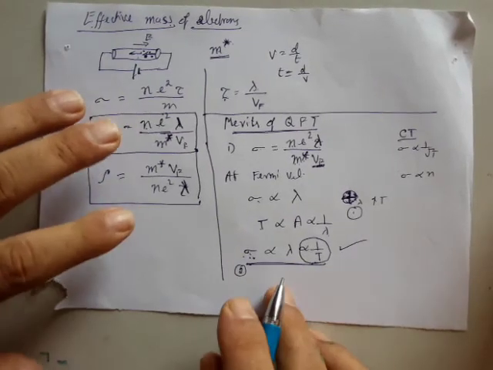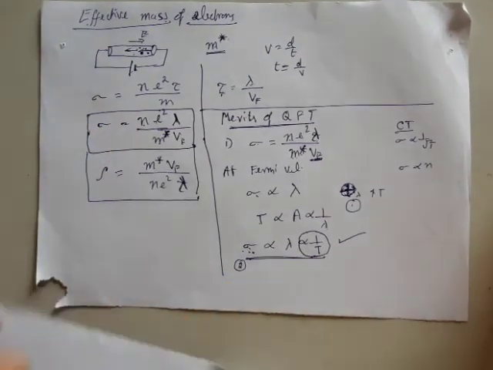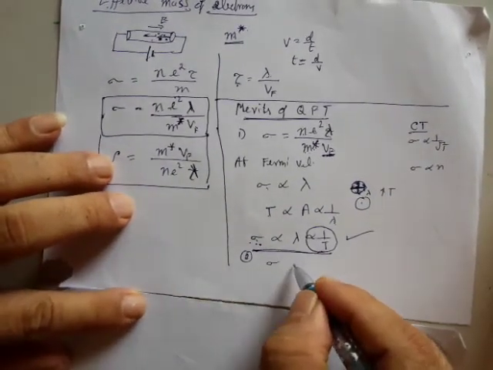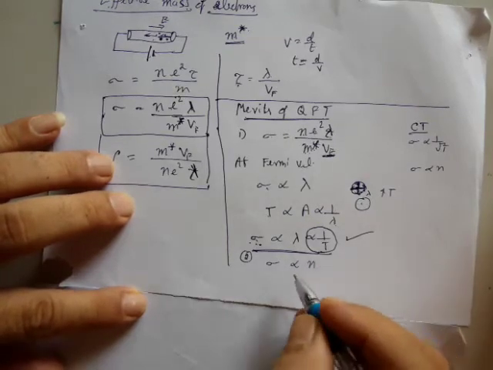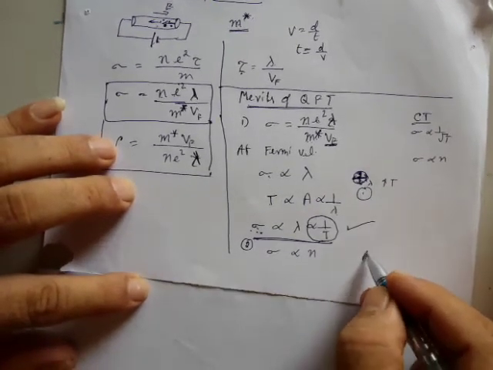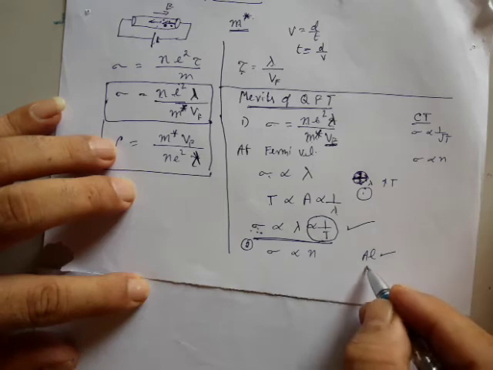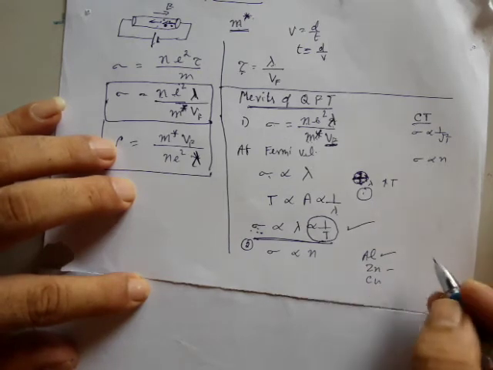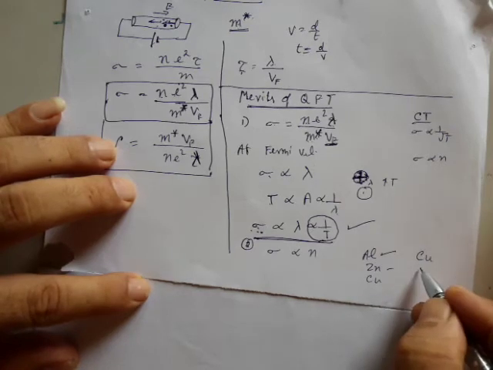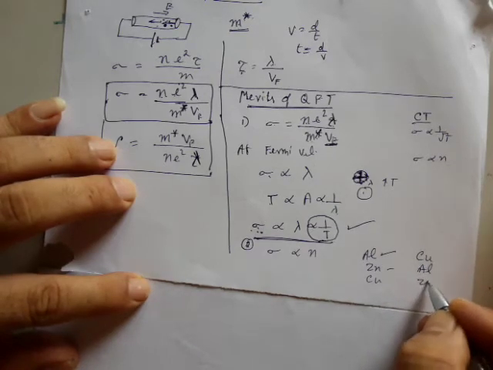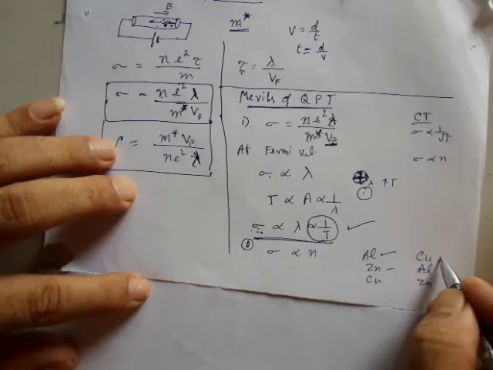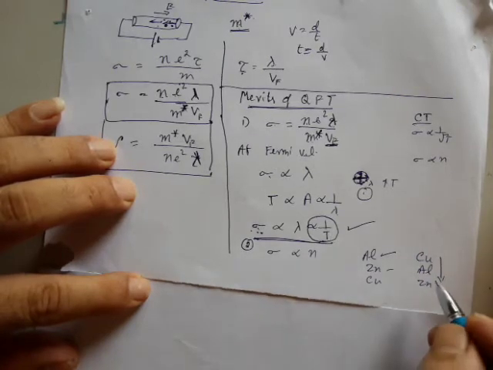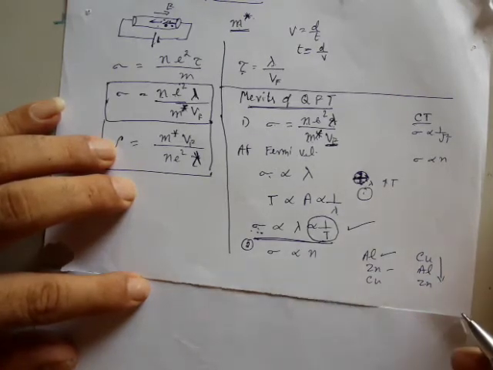And what exactly is the second? The second thing is sigma proportional to n, where classical free electron theory says that aluminum is the best conductor, zinc is the next conductor, and then copper. But in actual practice, copper is the best conductor, aluminum is the next conductor, zinc is the next conductor. So how are we able to explain the conductivity of any given material based on this?